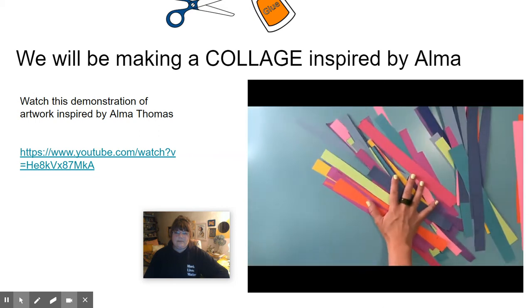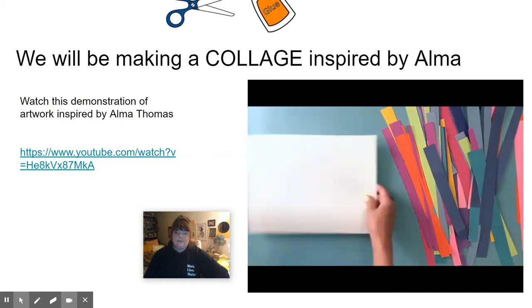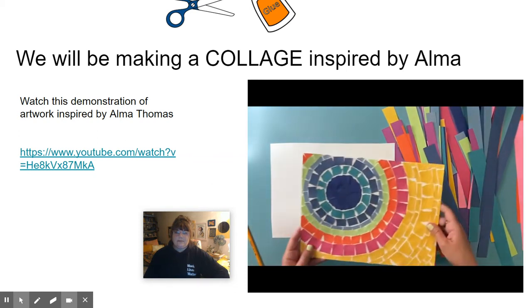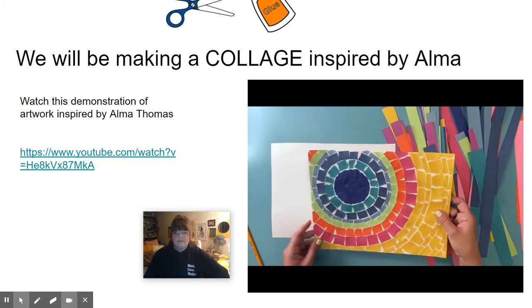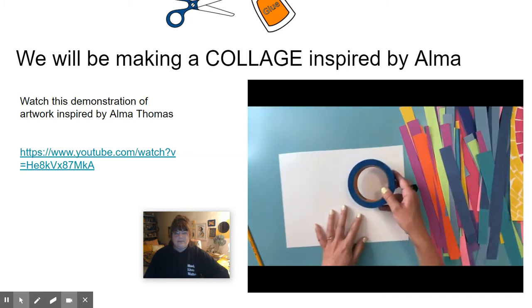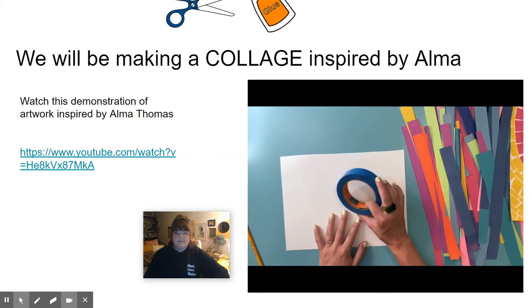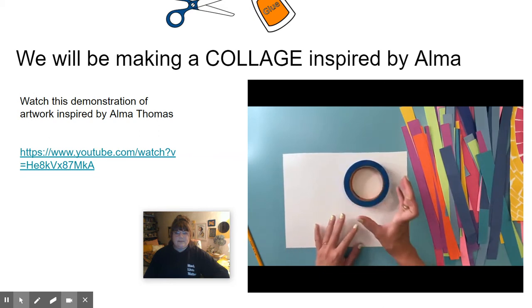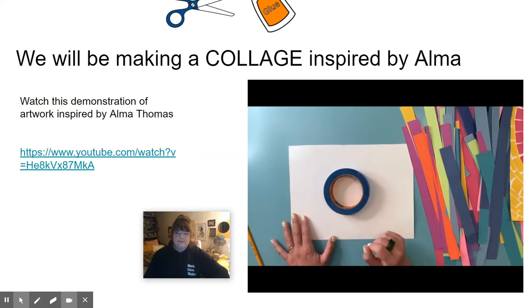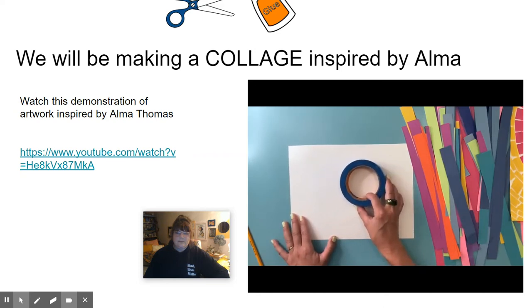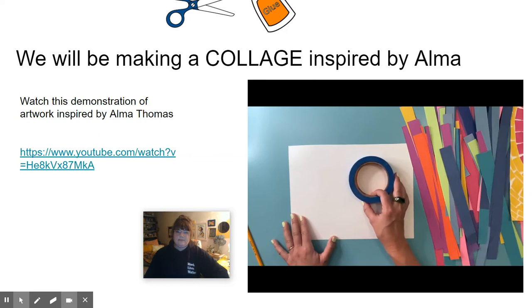Now that I have all my strips cut out, I'm ready for my background paper. And I've decided to make another circular collage, just like Alma Thomas. So I need a circle to trace. You could use a cup. I'm using this roll of tape that I had lying around my house. And instead of putting my circle right smack dab in the center of my paper, I'm going to move the circle kind of off to one side.